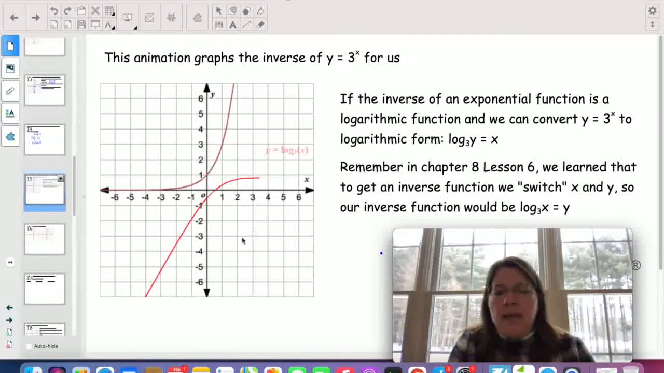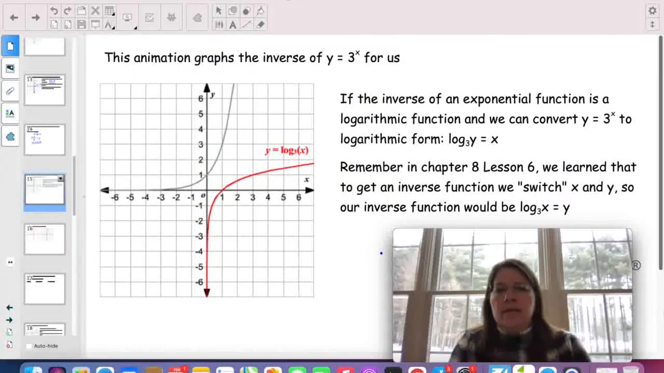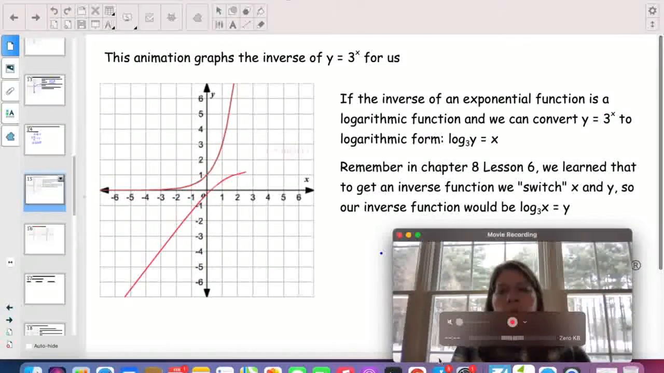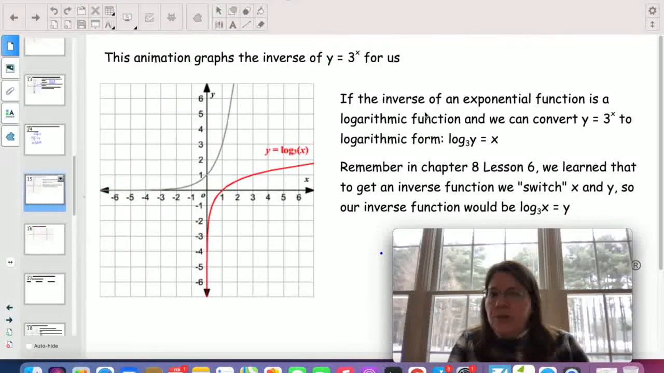So here we've got the equation y equals 3 to the x right here. And this animation is transforming that into its logarithmic form, or the inverse of that equation. So we need to think back to when we were converting exponential equations to logarithmic equations to see how this works. And so if the inverse of an exponential function is a logarithmic function, we can convert y equals 3 to the x to its logarithmic form of log base 3 of y equals x.